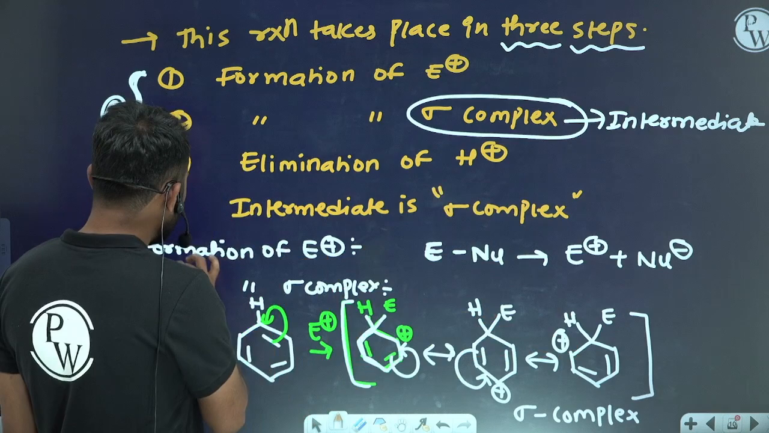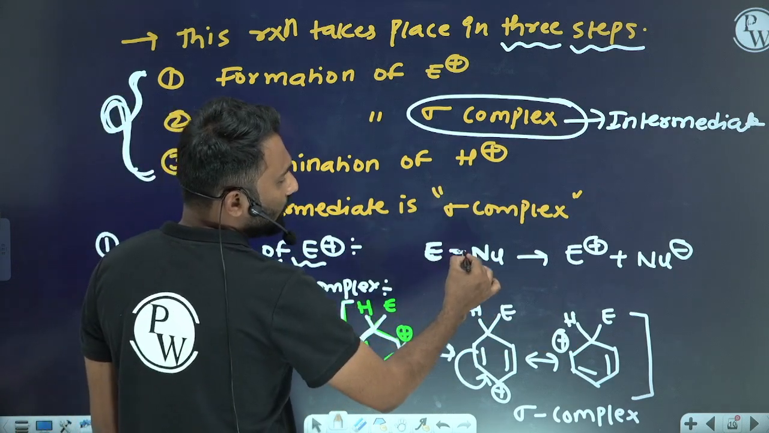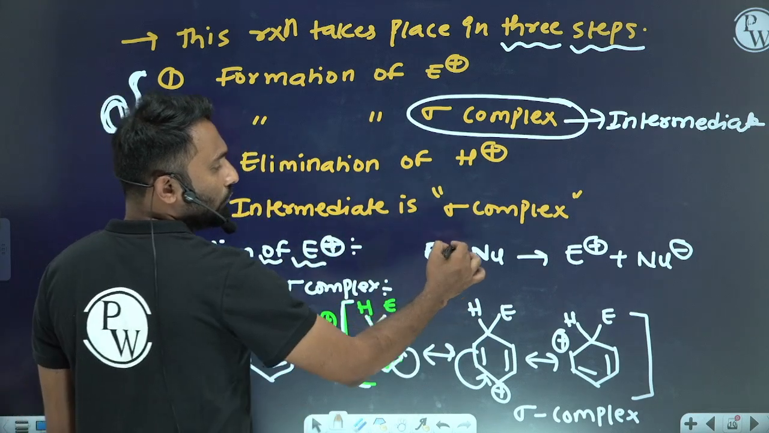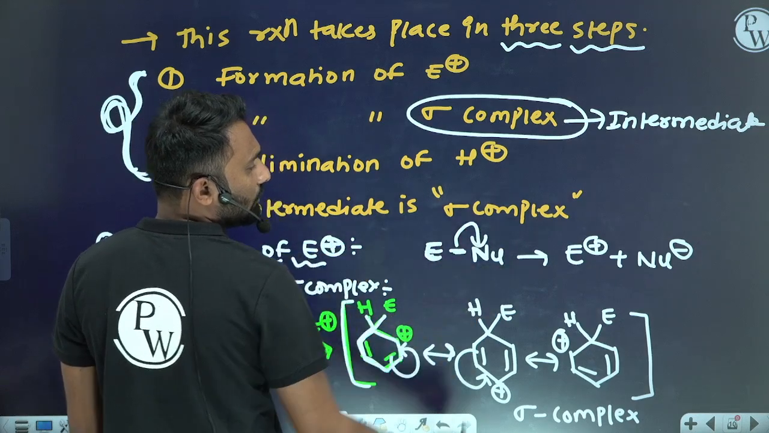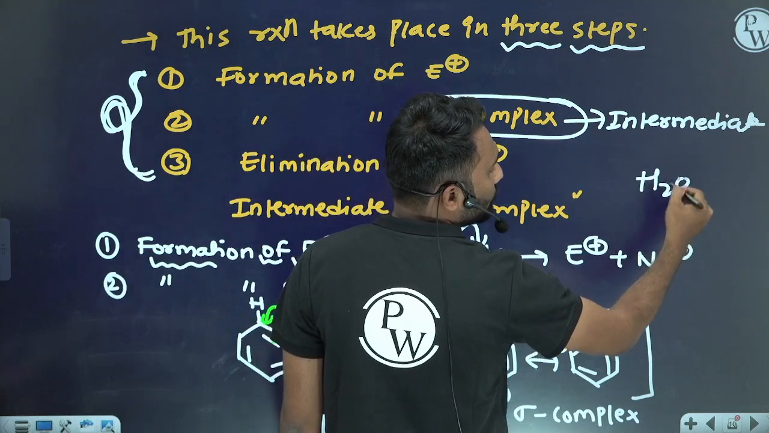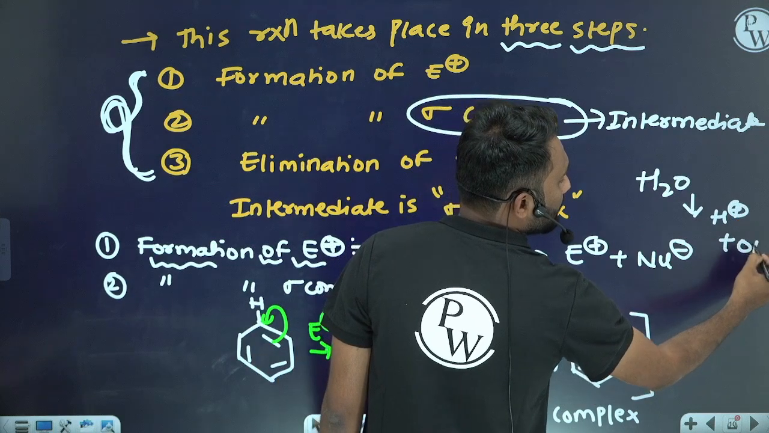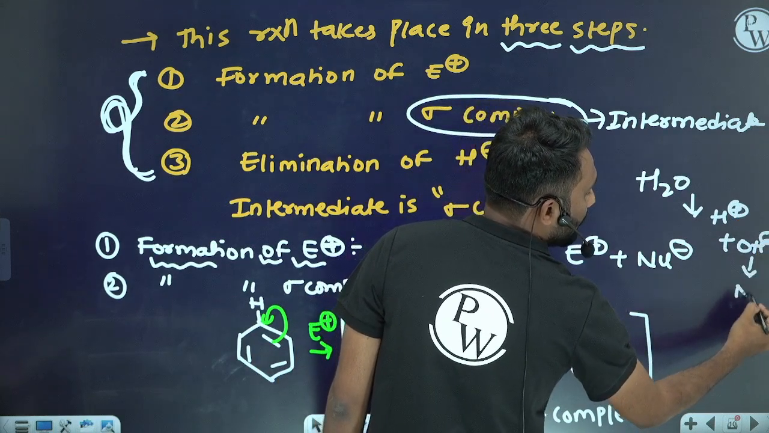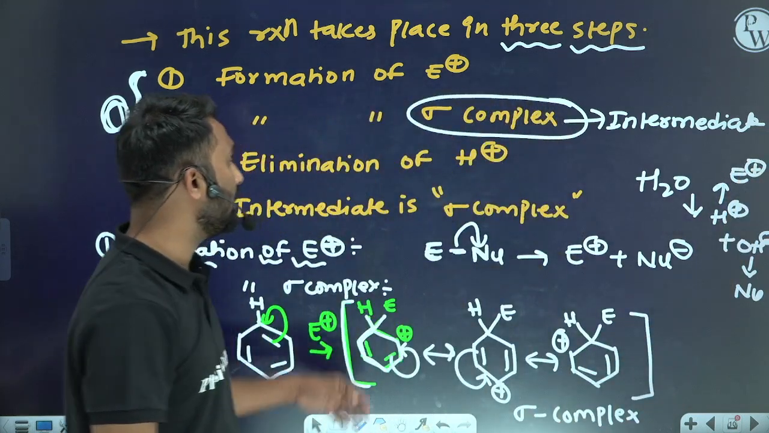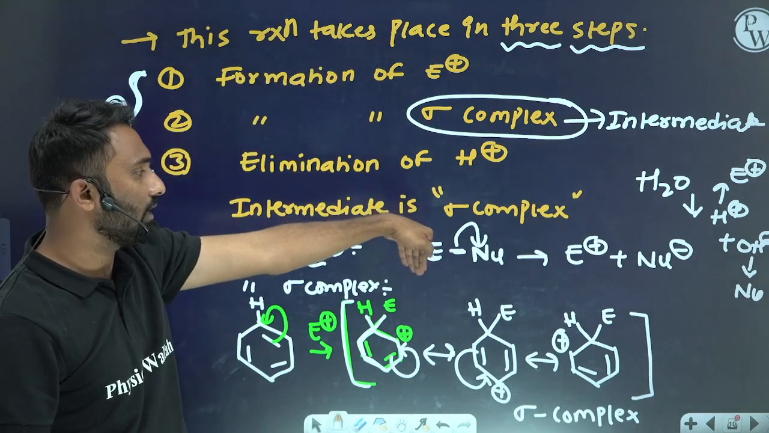First step, formation of the electrophile. Here E means electrophile, don't get confused. The nucleophile will take the bond pair of electrons. If there is H2O, it will dissociate into H plus and OH minus. Now this OH minus is the nucleophile. H plus here is the electrophile. Clear? In the same way, in aromatic electrophilic substitution reaction, first we have to generate the electrophile.